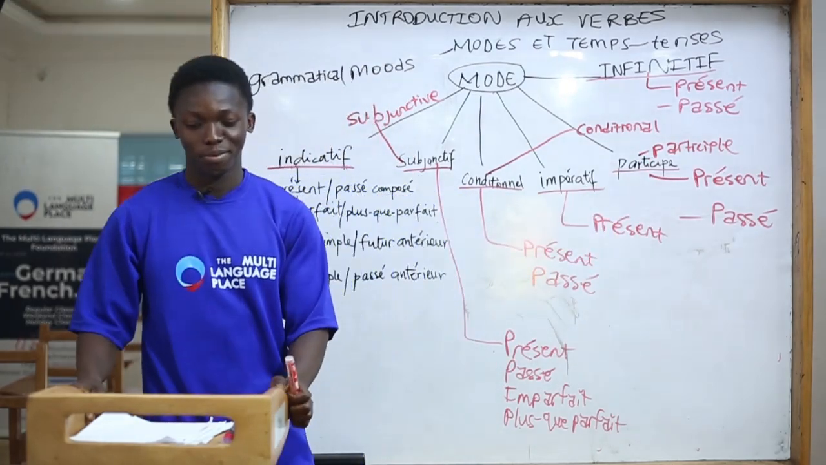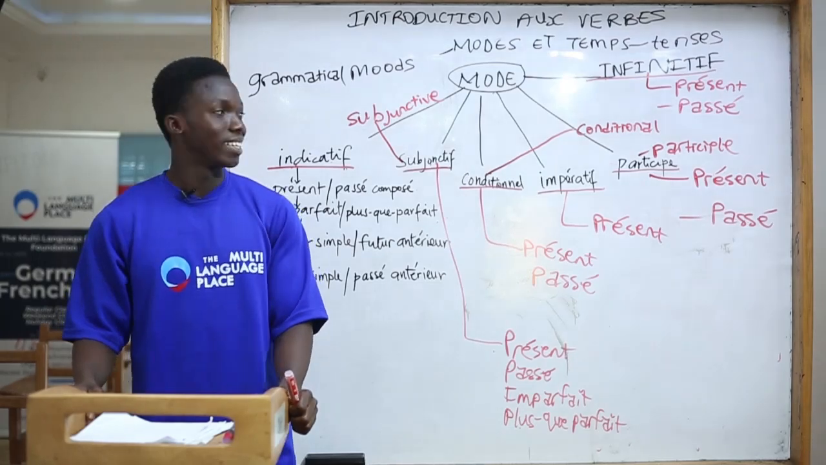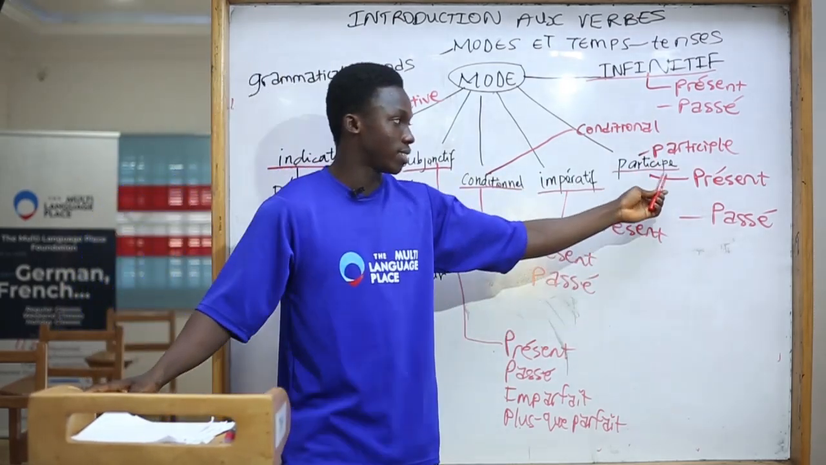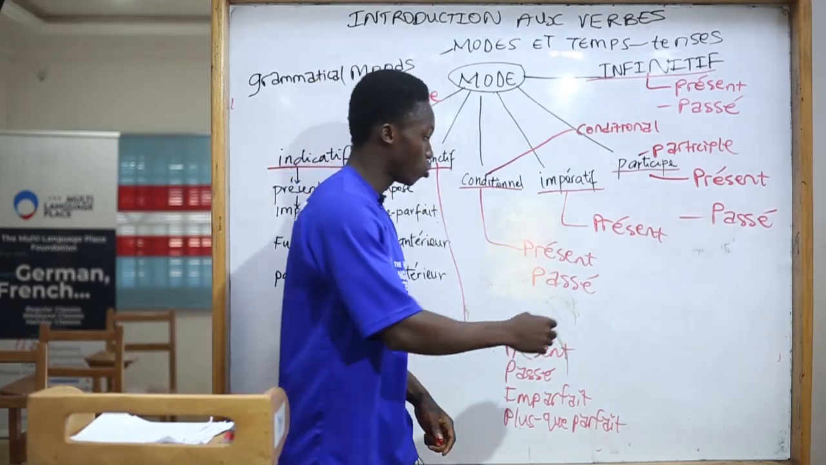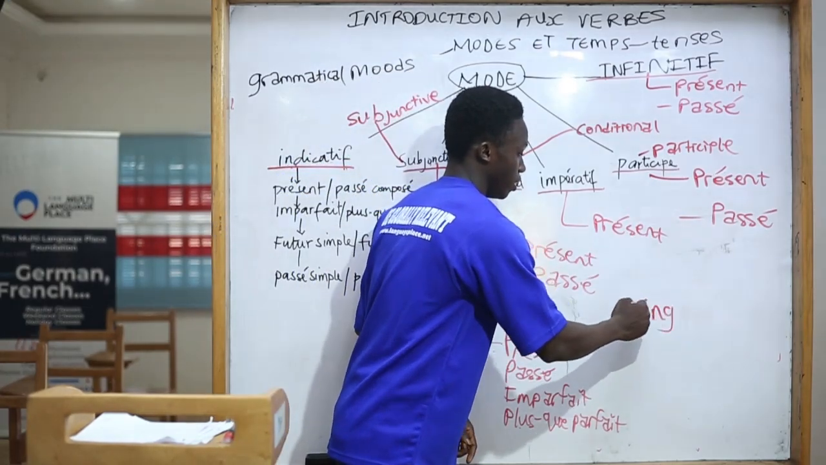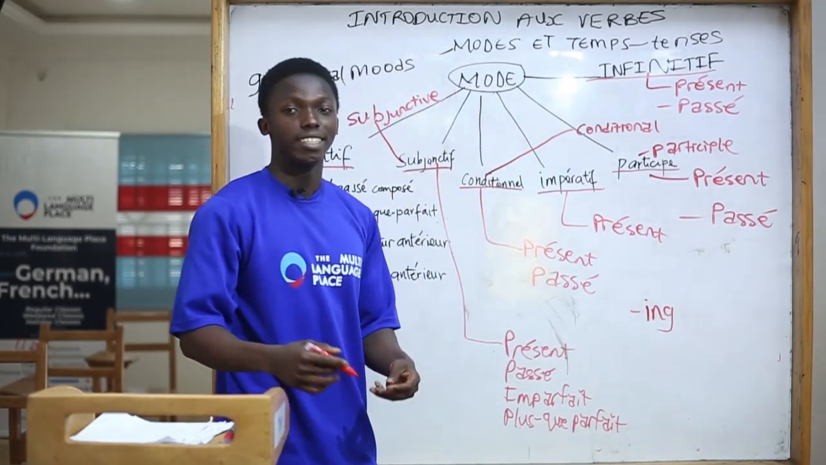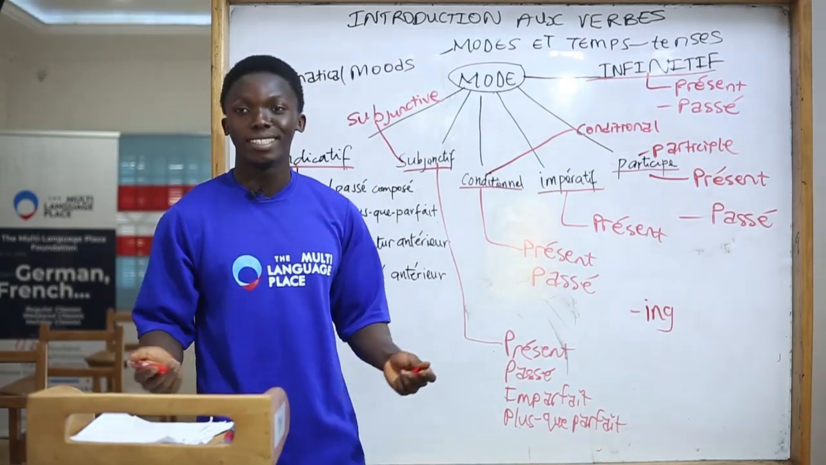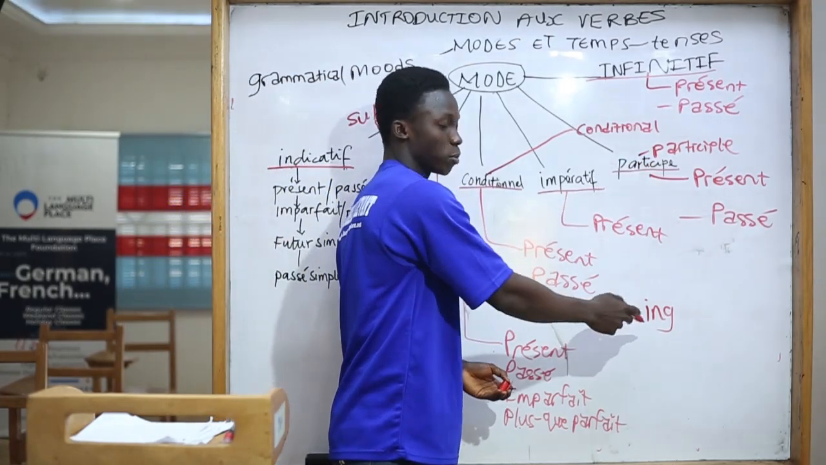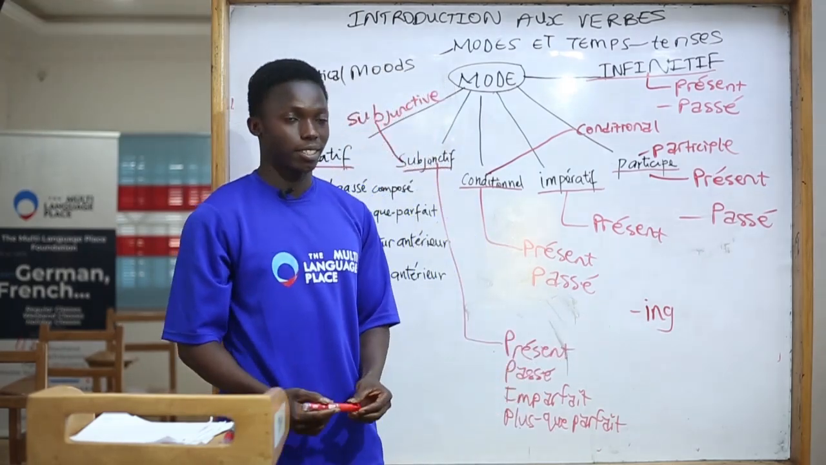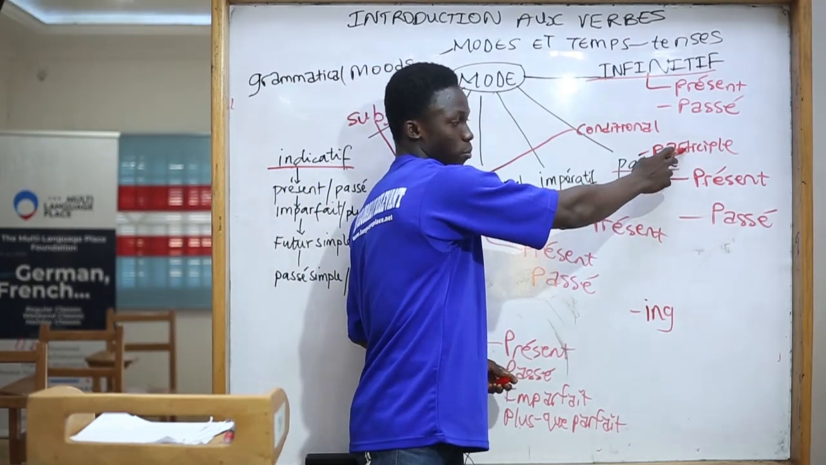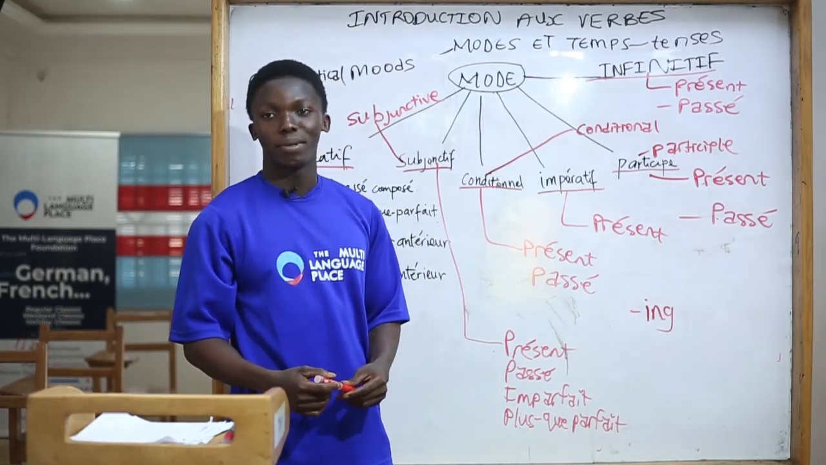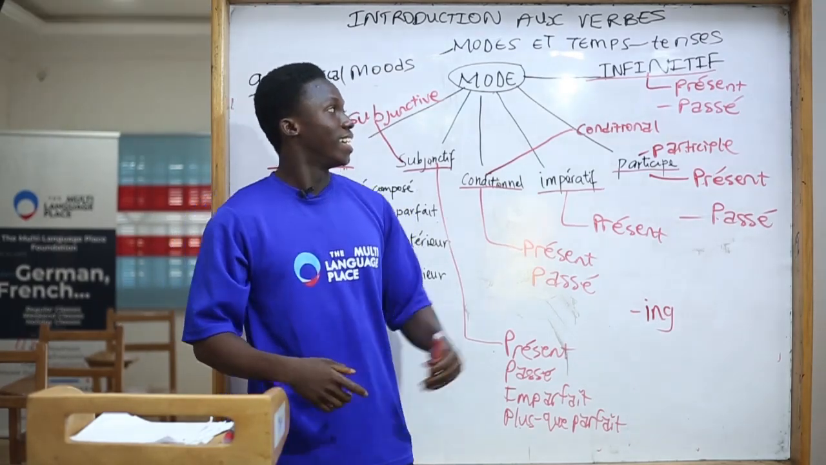Participe. What is participe? In English, it translates to participle. If you look at participe présent, it will translate to ing in English. Ing, as in eating, doing, jumping, swimming. We use participe to express that in French. That is present participle or past participle. It's a mood that will also come in handy from time to time.